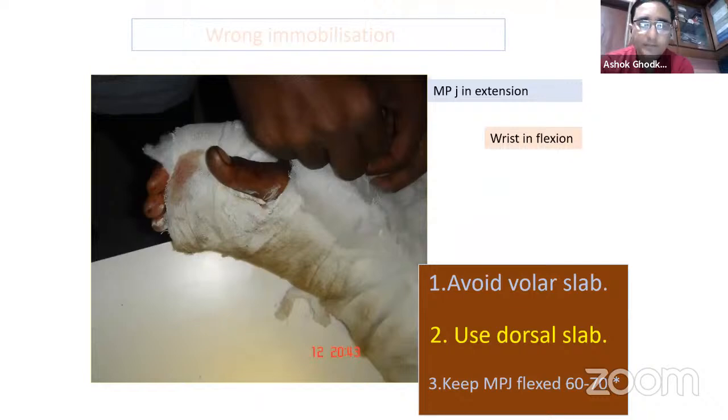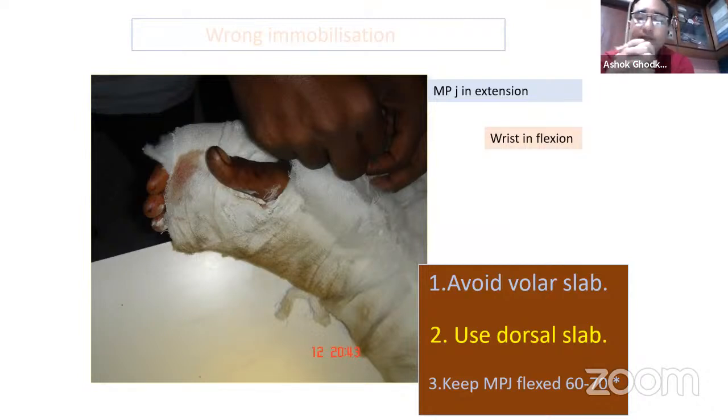And another problem is where a plaster is being applied on the volar side and the metacarpophalangeal joint is in extension, wrist is in slight flexion. So these things are to be avoided. What is needed is the MCP joint has to be flexed, the wrist has to be extended. So this is the James position which has to be maintained.